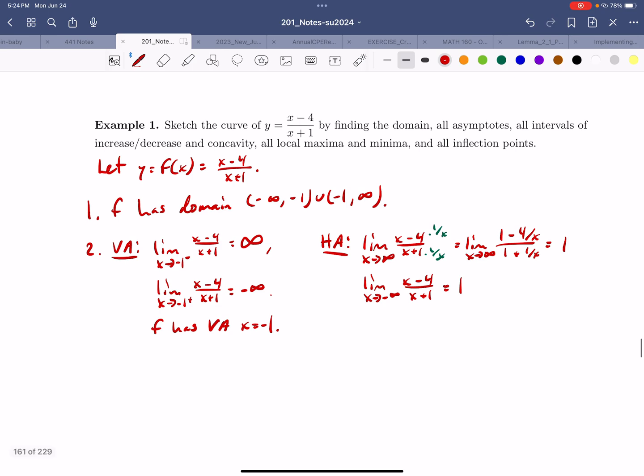So here we can say f has horizontal asymptote y equals 1. Again, note that vertical asymptotes are x values, horizontal asymptotes are y values.